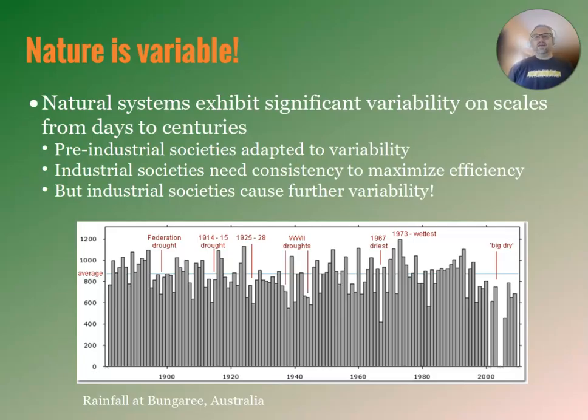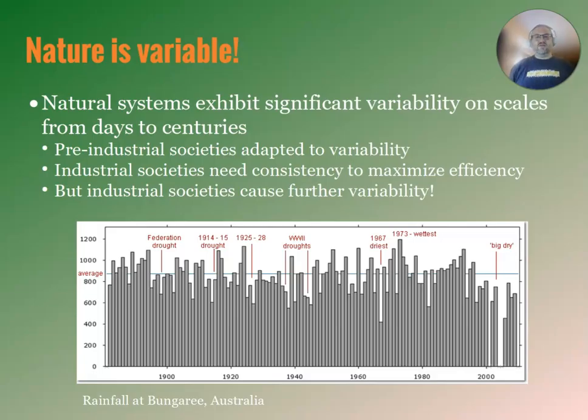And so they had systems to adapt to those changes, to deal with the variability in the system. As we moved into industrialized societies, like the one that we live in currently, those societies need consistency from the natural environment in order to maximize their efficiency. So if you're going to maximize the total output of, say, grain that you're growing in an area, in order to do that the most efficient way, you can't have the rainfall change dramatically from year to year. You can't have the temperature change dramatically from year to year.